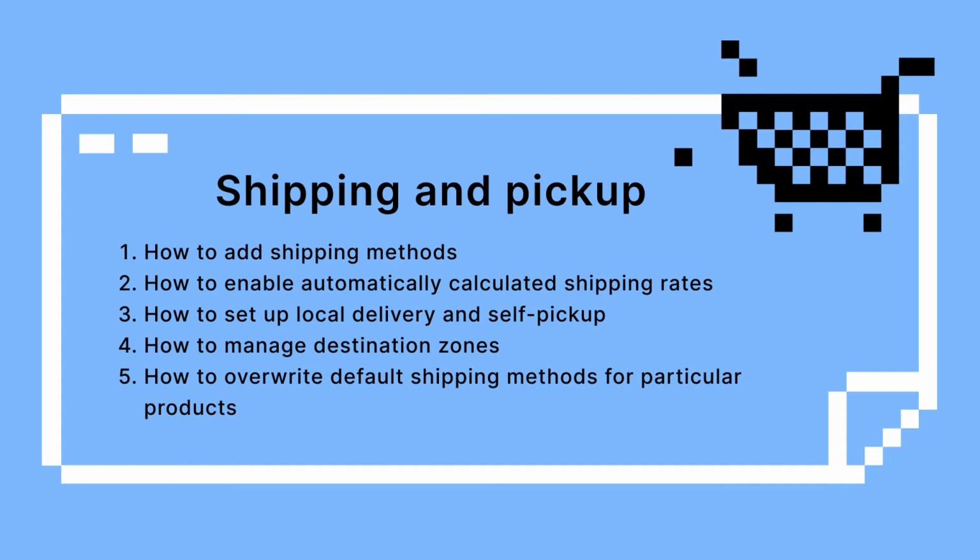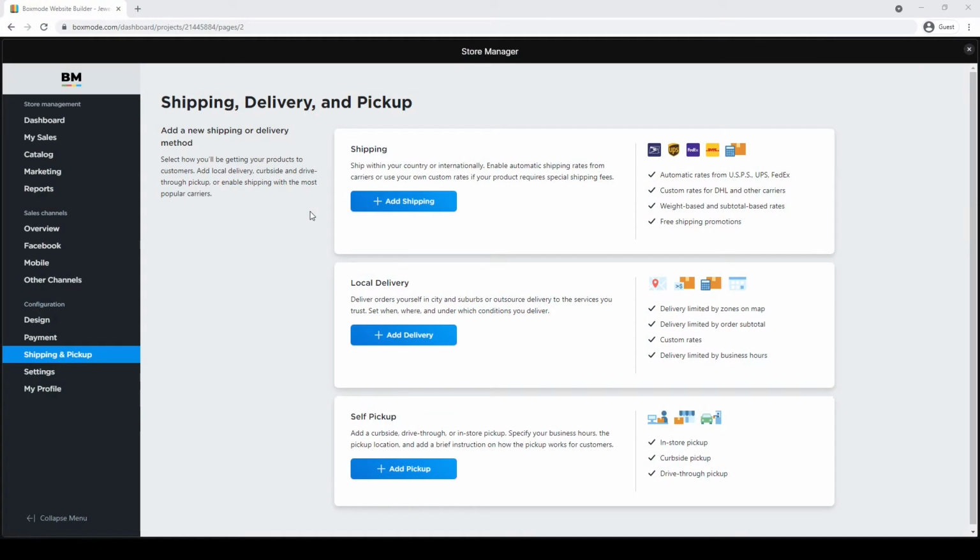In this video, you will learn how to add shipping methods, how to enable automatically calculated shipping rates, how to set up local delivery and self-pickup, how to manage destination zones, and how to override the default shipping methods for particular products. So let's get started. To manage shipping, delivery, and pickup options, open Shipping and Pickup tab.